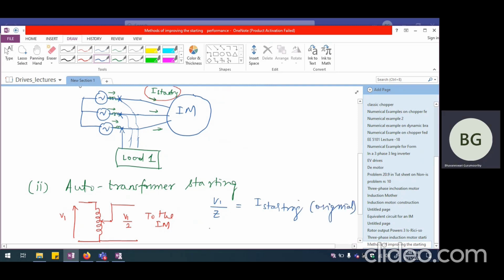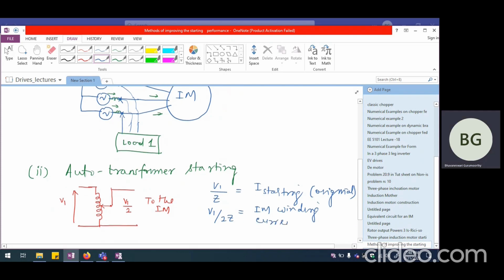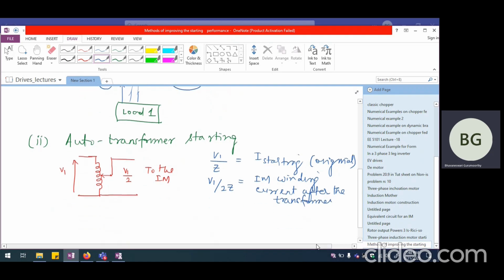Now we are going to have V1 divided by 2Z. This is going to be the induction motor winding current after the transformer, when I connect the induction motor at the secondary of the transformer after stepping down the voltage. So if I had called this IST, this will be IST dash, which is actually half IST.